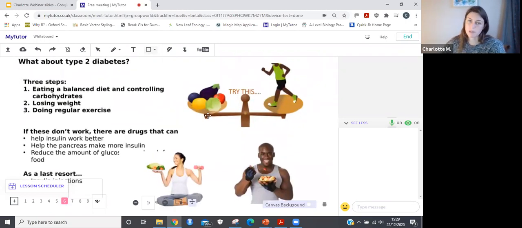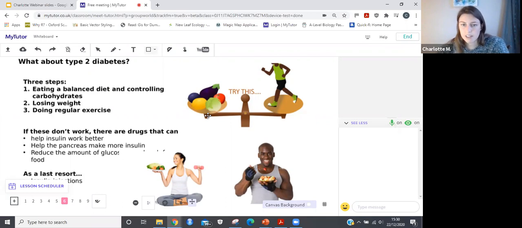What about type 2 diabetes? So type 2 diabetes, if you remember, develops once you're older and is strongly linked to being overweight or obesity. And rather than having to inject insulin, this form of diabetes can often be controlled using the 3 steps at the top of this slide. So eating a balanced diet and controlling carbohydrates, losing weight and doing regular exercise. So having a balanced, healthy lifestyle, balanced diet and regular exercise can often be used to control type 2 diabetes.